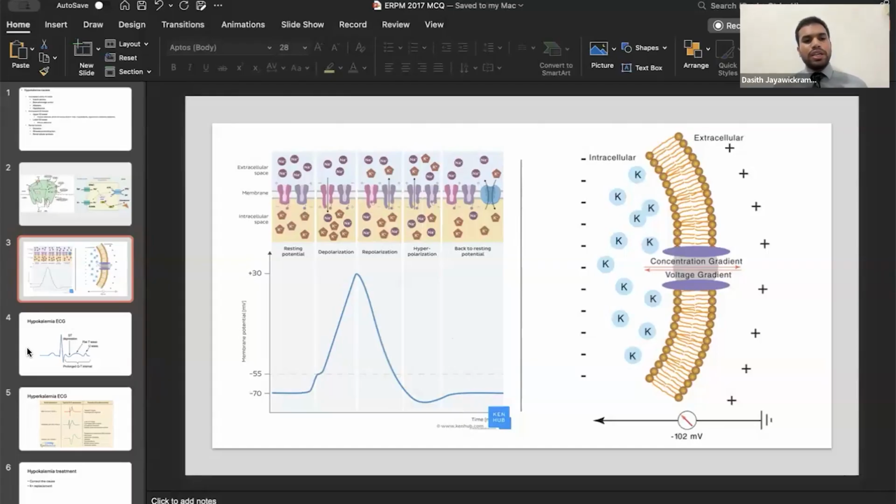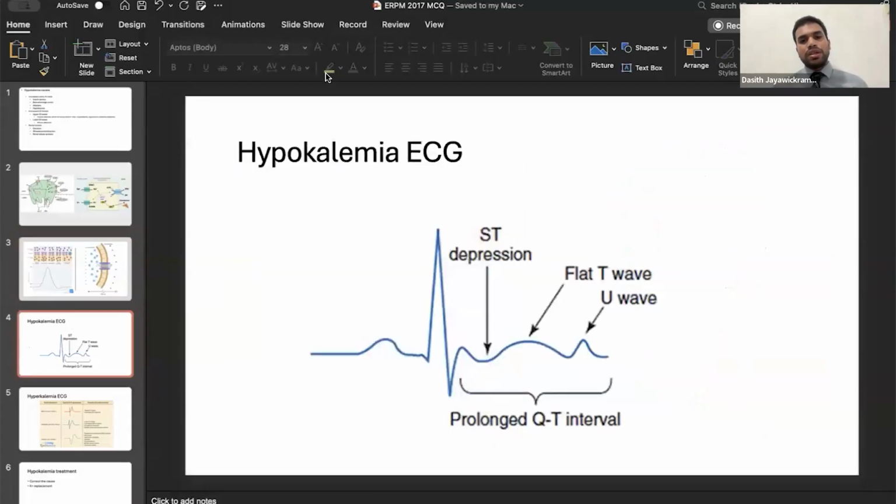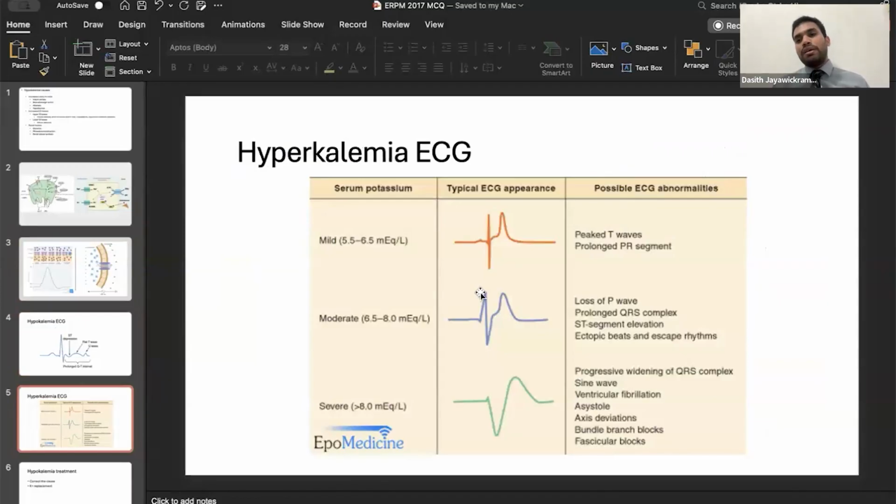Okay, so let's look at the ECG of hypokalemia. These are the features of hypokalemic ECG. There's ST depression, the QT interval is prolonged, a flattened T wave, and most characteristic, the U wave. The U wave is very characteristic. The U wave usually is not found in normal ECGs, but in hypokalemia, the U wave is characteristic. But what about in hyperkalemia? In hyperkalemia, a tall tented T wave is a characteristic sign.